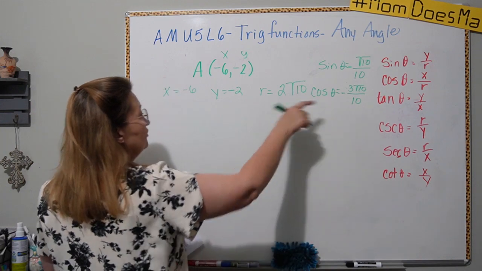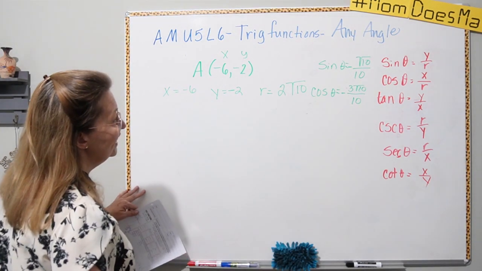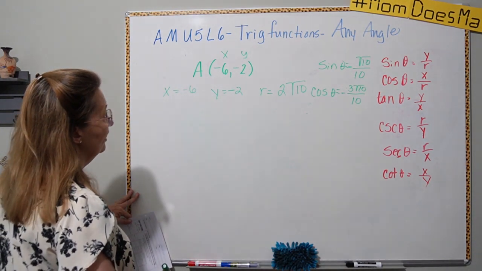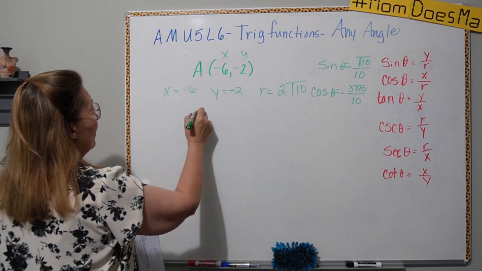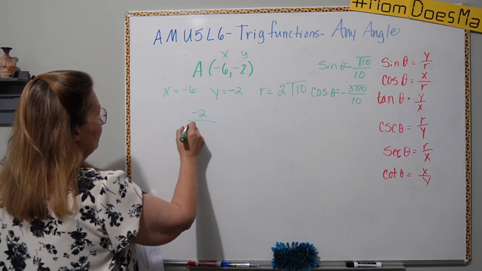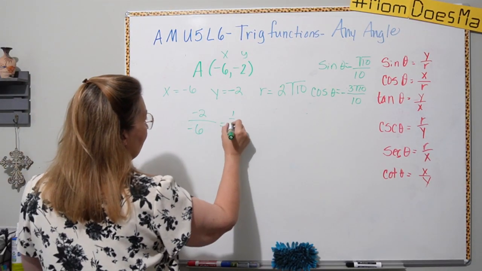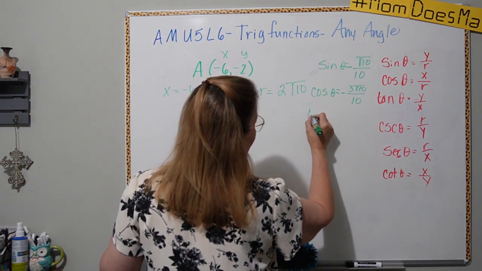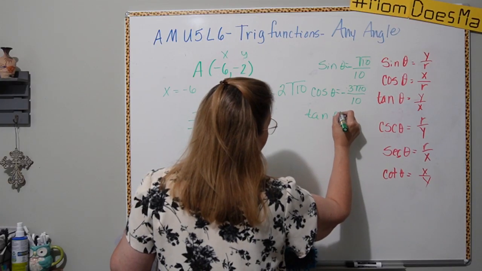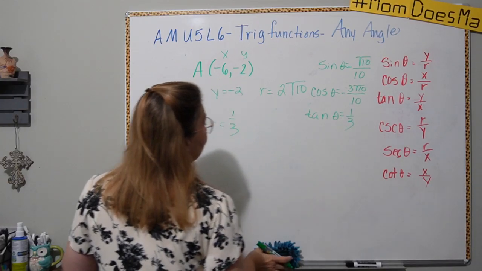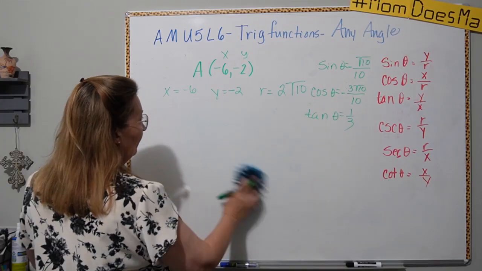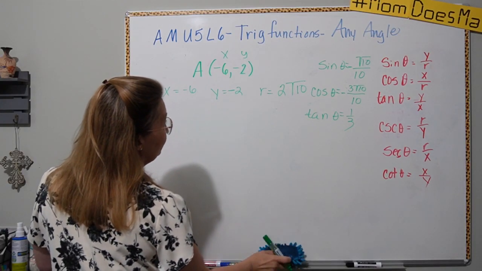Okay, so next we're going to do tangent. Well, tangent is y over x. So if I take my y and I put it over my x, well, the negatives cancel out, so I have 1/3. So tangent of theta is 1/3. Okay? Now let's work on the others.